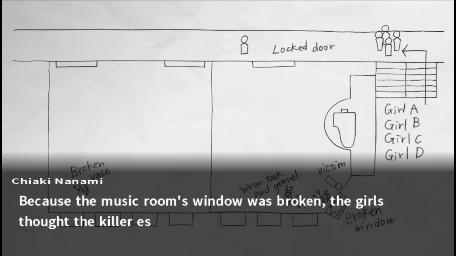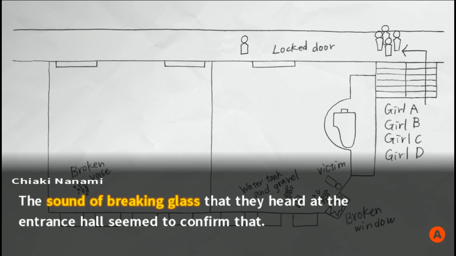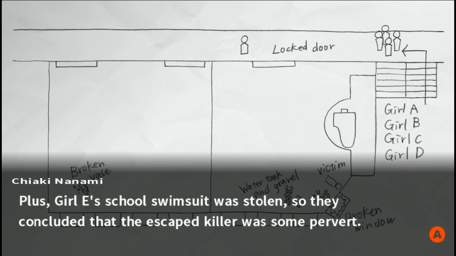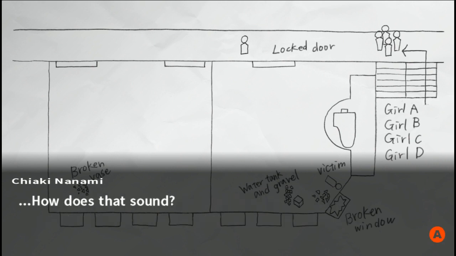Because the music room's window was broken, the girls thought the killer escaped through there. The sound of breaking glass that they heard at the entrance hall seemed to confirm that. Plus, Girl E's school swimsuit was stolen, so they concluded that the escaped killer was some pervert. How does that sound?